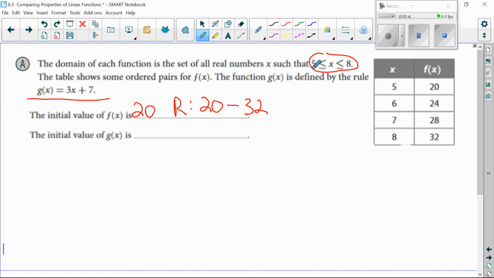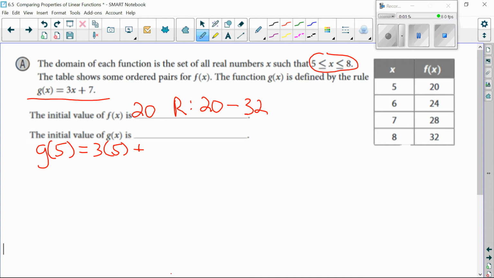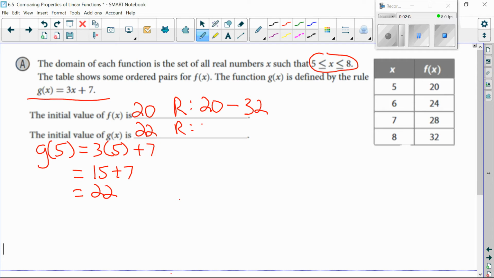We'll take g of x is equal to 3x plus 7 and plug in 5. g of 5 is equal to 3 times 5 plus 7, and solve that. And when we do, we get 15 plus 7, which is equal to 22. So it starts off at 22, and the first point in my range is also 22. And we want to see where it goes to.